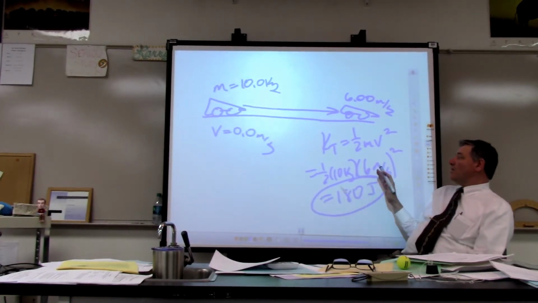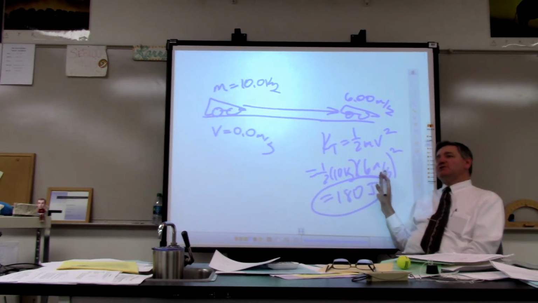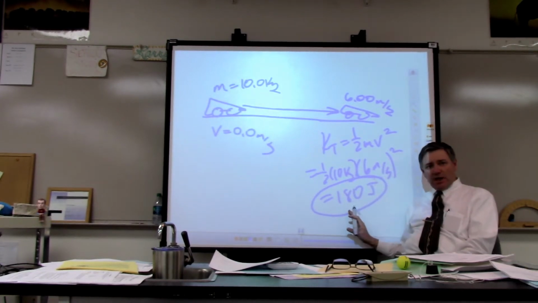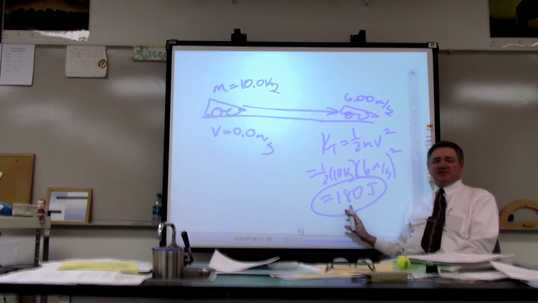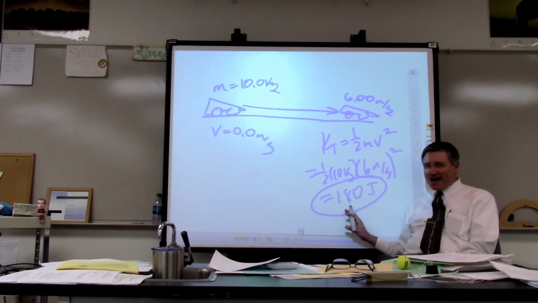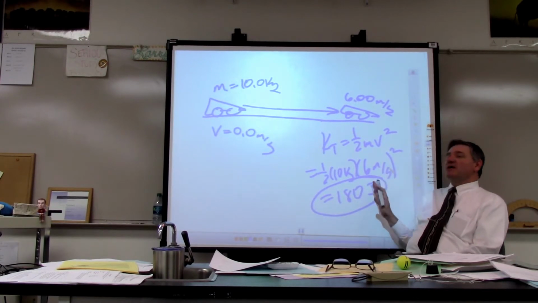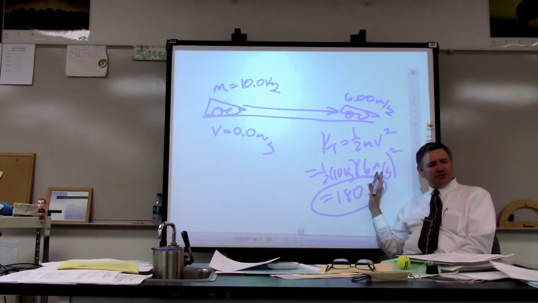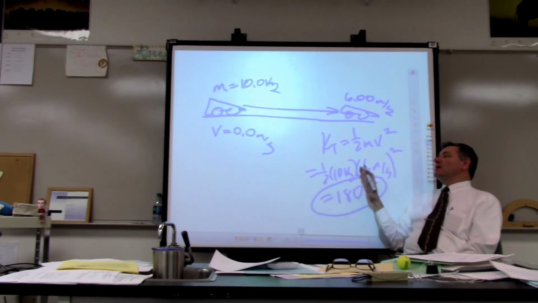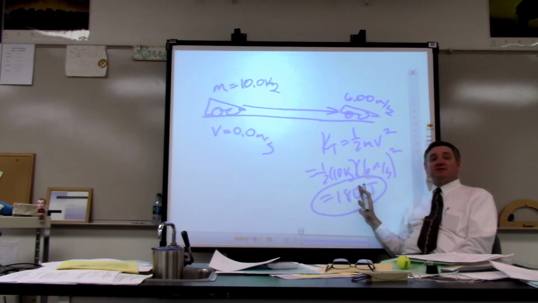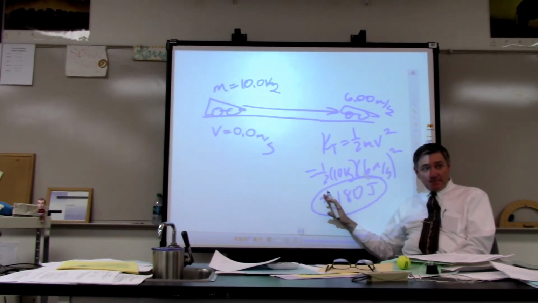Now, what if I double the velocity to 12? Will that double my kinetic energy? No, it's 4 times, because it's squared. So if I double my velocity, I quadruple my kinetic energy. But if I double my velocity, what happens to my momentum?